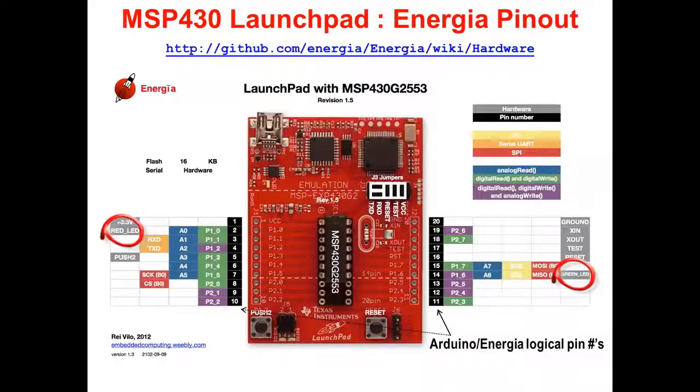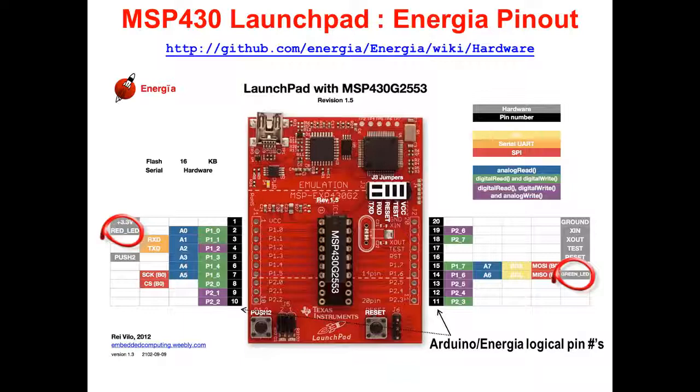Let me talk through this slide just a little bit, because I've had some people ask questions about it. I think they did a really nice job when they ported Energia. There's a map like this for each processor. The older Launchpads had a different processor, with a different graphic for that one versus this one. So here's the MSP430 with the G2553 version of the processor.